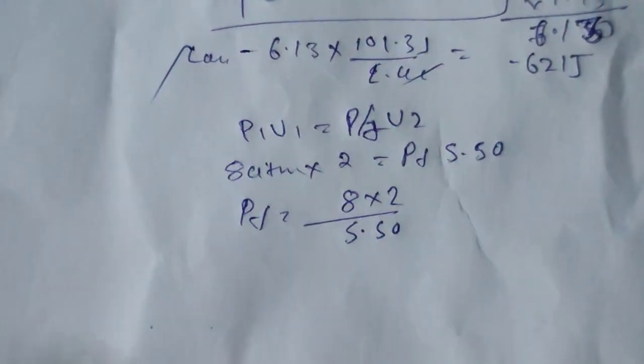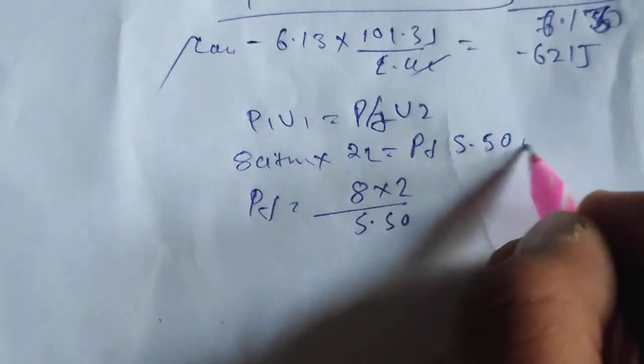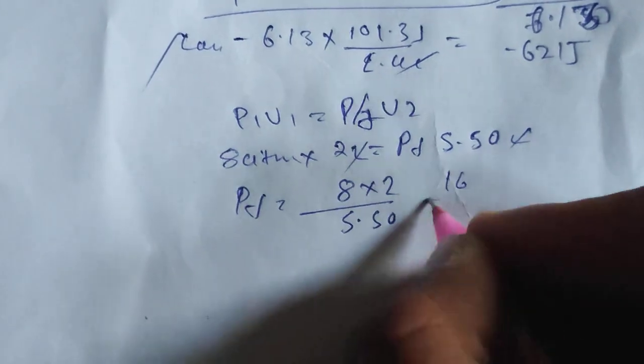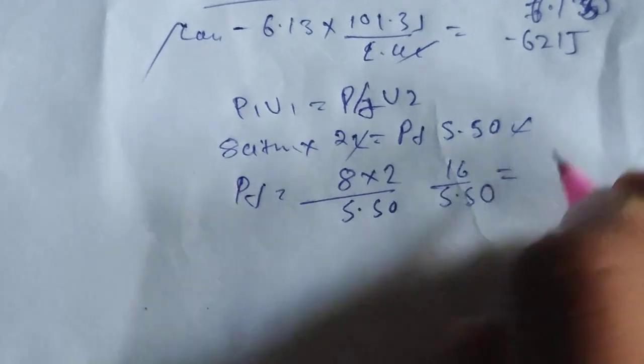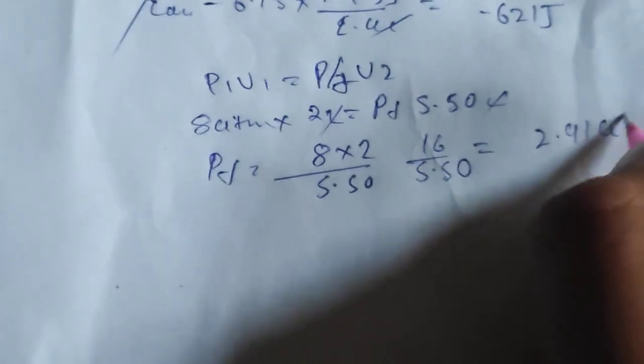Overall the liters cancel, and it is 16 upon 5.50, which becomes 2.91 atm. I already did the calculation, so this is our answer.